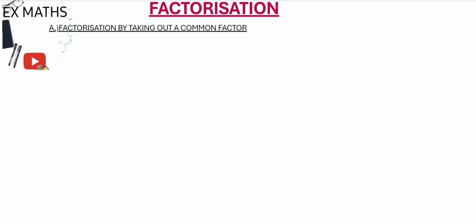Hello guys, in this video we're doing factorization. I want us to start by doing factorization by taking out a common factor. We are going to do a few examples. Number 1, xy squared plus x cubed y power 5. What we do is look for the highest common factor between the two terms.